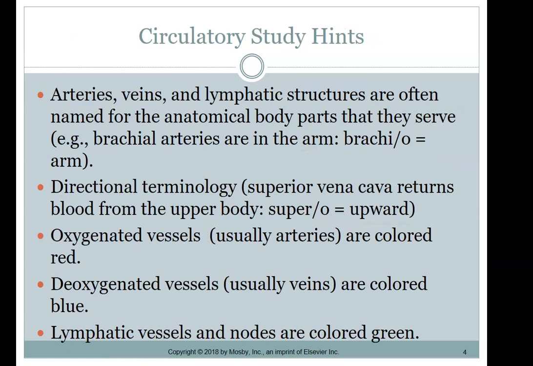The arteries, veins, and lymphatic structures are often named for the anatomical body part that they serve. An example is brachial arteries are in the arm. Brachio equals arm in your word parts. Directional terminology: the superior vena cava returns blood from the upper body. Super or superior is upward. Oxygenated vessels, usually arteries, are colored red. Deoxygenated vessels, usually veins, are colored blue. And the lymphatic vessels and nodes are colored green.